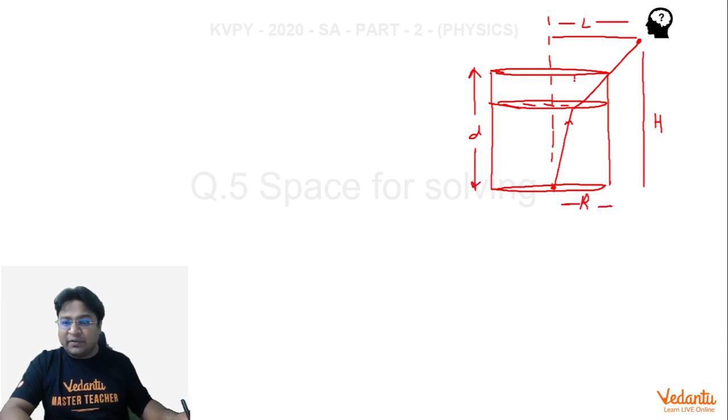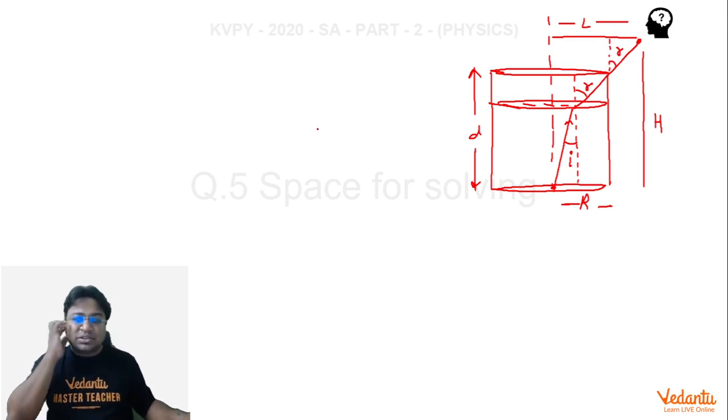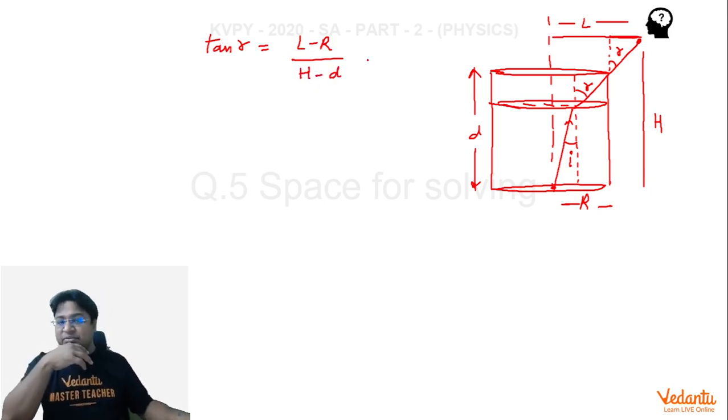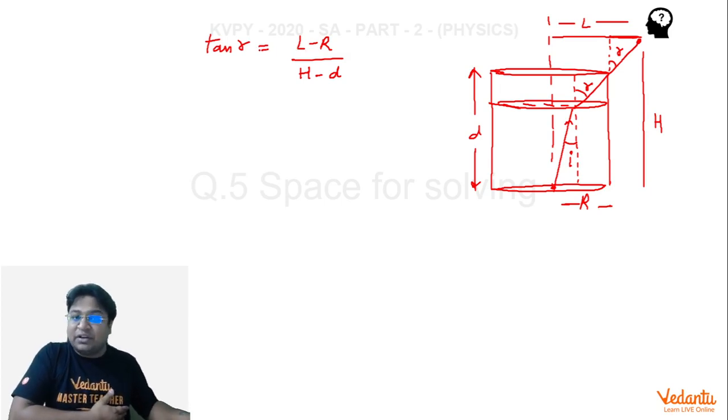Okay, now what we have to understand here is that if this angle is angle of incidence, this angle is angle of refraction. Okay, this angle will also be angle of refraction, and based on this we can write the equation. For example, I can write tan of r. Tan of r can be written as this length, which is like L minus R, L is given to us, R is given to us, divided by H minus D. Again, H is given to us and D is given to us. So that means I can find the numerical value of r.